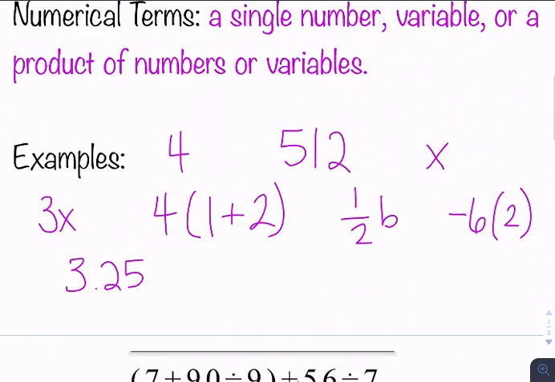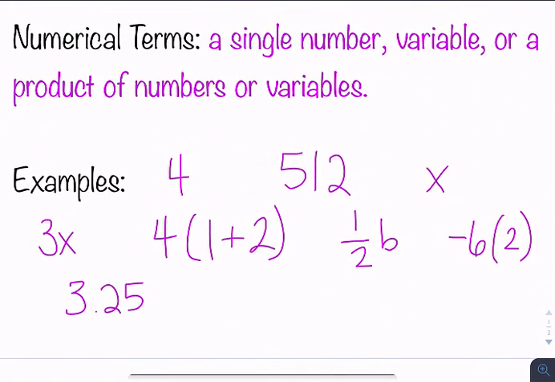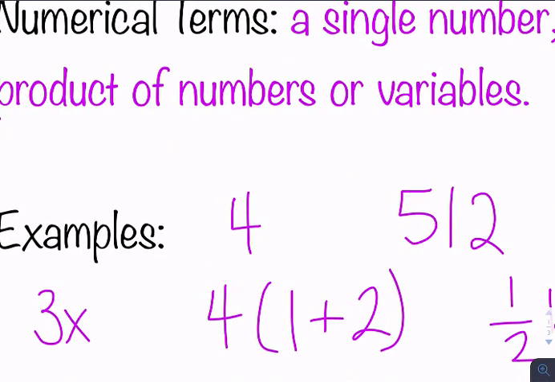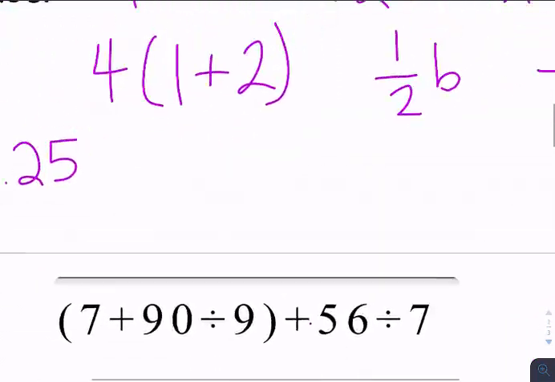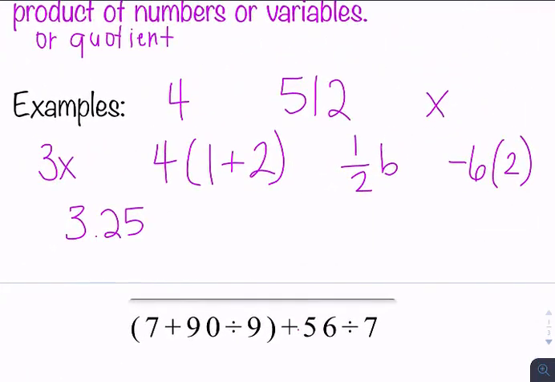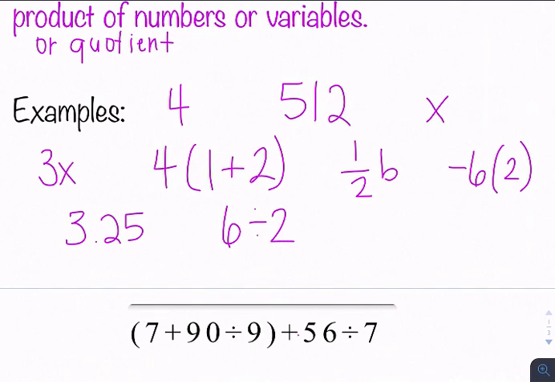I also want to point out something that I think is missing from this definition because it is part of circling terms. It could also be the product or the quotient, which is the answer when we divide. So division could also be included. We could say 6 divided by 2 would also be part of a numerical term. Notice that we don't have any addition or subtraction unless it is inside parentheses. We could also say that 3 squared, so exponents also are part of our numerical terms.